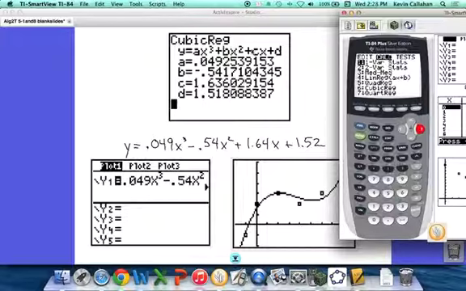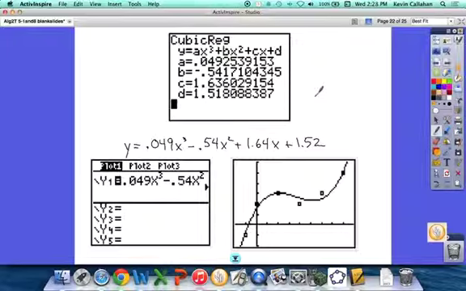And when you did, you should have gotten these coefficients right here, which, if you write it, here's the model, right? You're not done until you've written the model. So I've put in 0.049 x to the third minus 0.54 x squared, etc., down to the end, right? Now, if you put that equation in your calculator and hit graph, you should see your model going through those points, right? If you enter exactly that equation.